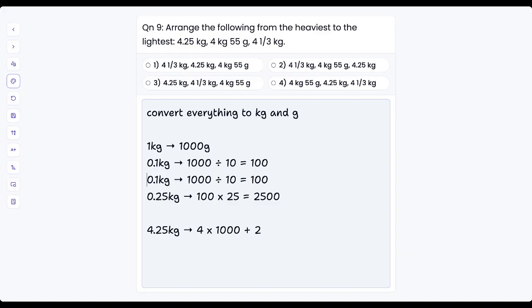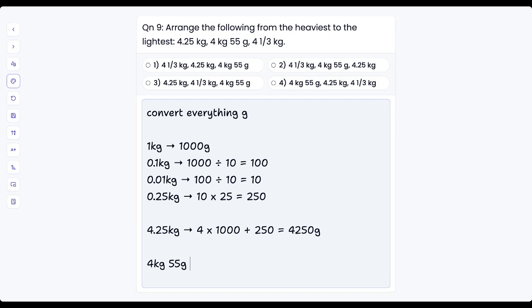So 0.01 kilogram is basically 100 divided by 10, which is 10 grams. So 0.25 is basically 0.01 times 25, which is 250 grams. So 4.25 kg is 4 kilograms and 250 grams. Yes, 4250. We want to convert everything to grams instead, so it's easier. So this is 4.25. What about 4 kg?